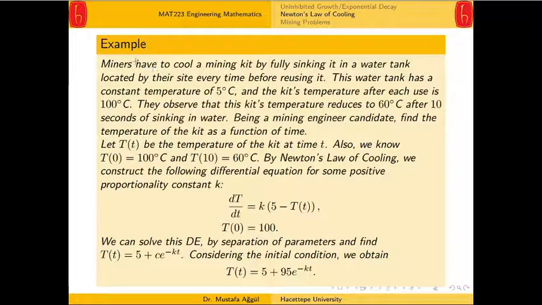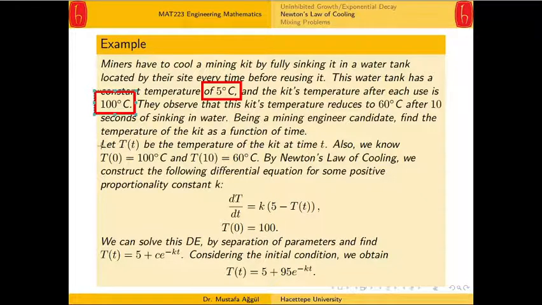An example: miners have to cool a mining kit by fully sinking it in a water tank located by their side every time before reusing it. This water tank has a constant temperature of 5 degrees Celsius, and the kit's temperature after each use is 100 degrees Celsius. Then they observe that this kit's temperature reduces to 60 degrees Celsius after 10 seconds of sinking in water. Being a mining engineer candidate, find the temperature of the kit as a function of time.